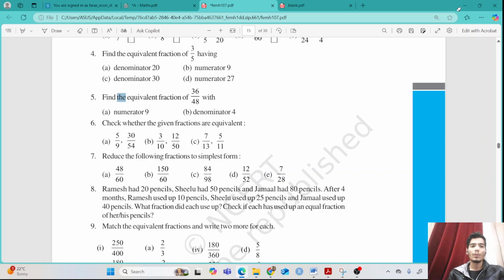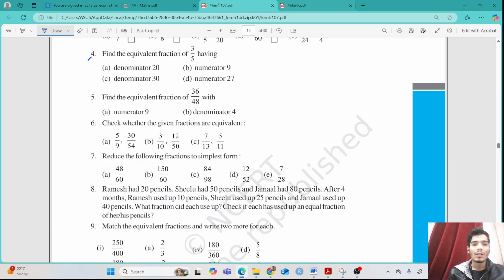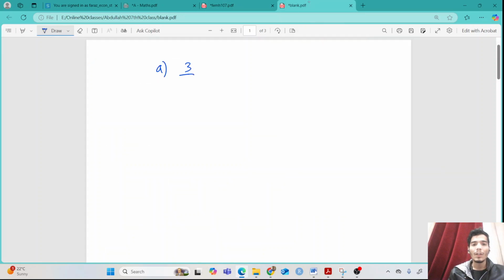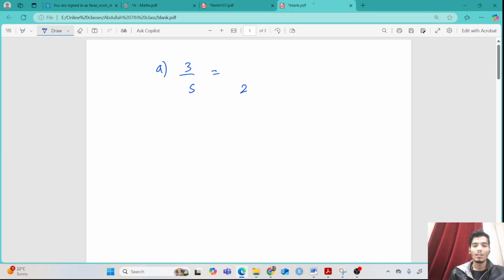तो fourth question के अंदर basically find the equivalent fraction of 3/5 having denominator 20. तो इसको हम कैसे कर सकते हैं? तो for that I'll be just writing it down here. 3/5 having a denominator as 20. So basically by what number should we multiply this 5 so that we can get 20? We should multiply it by 4.